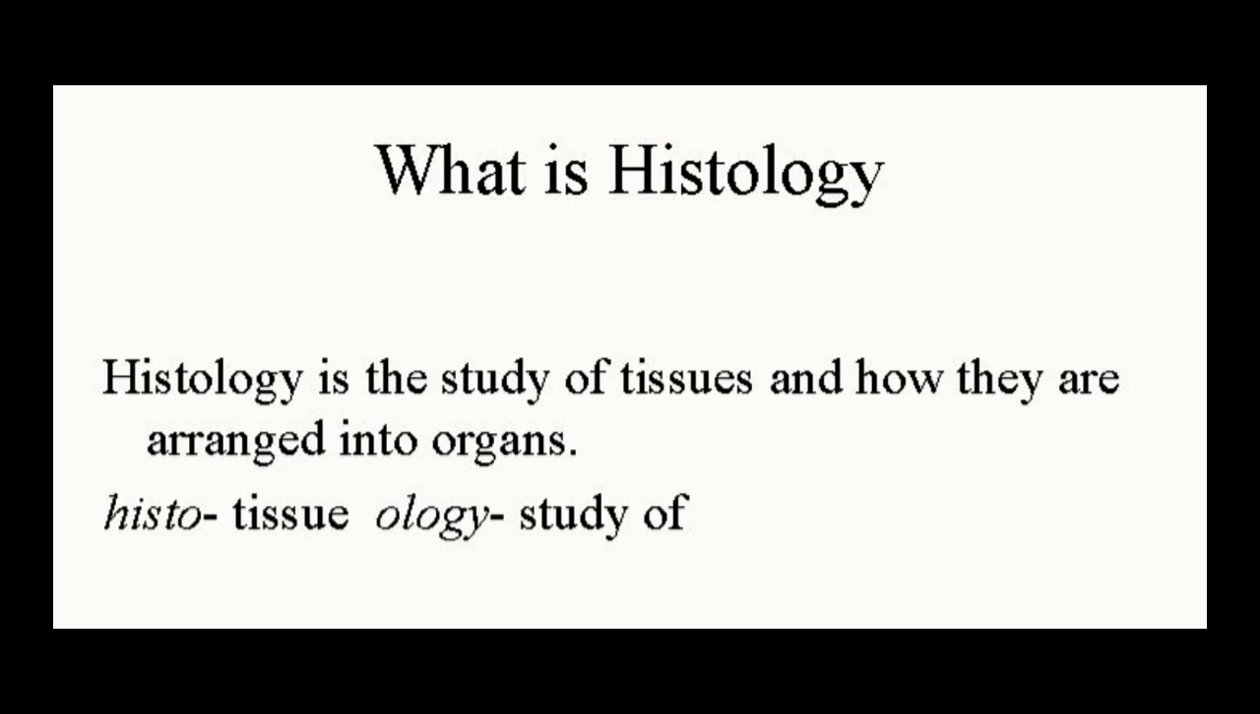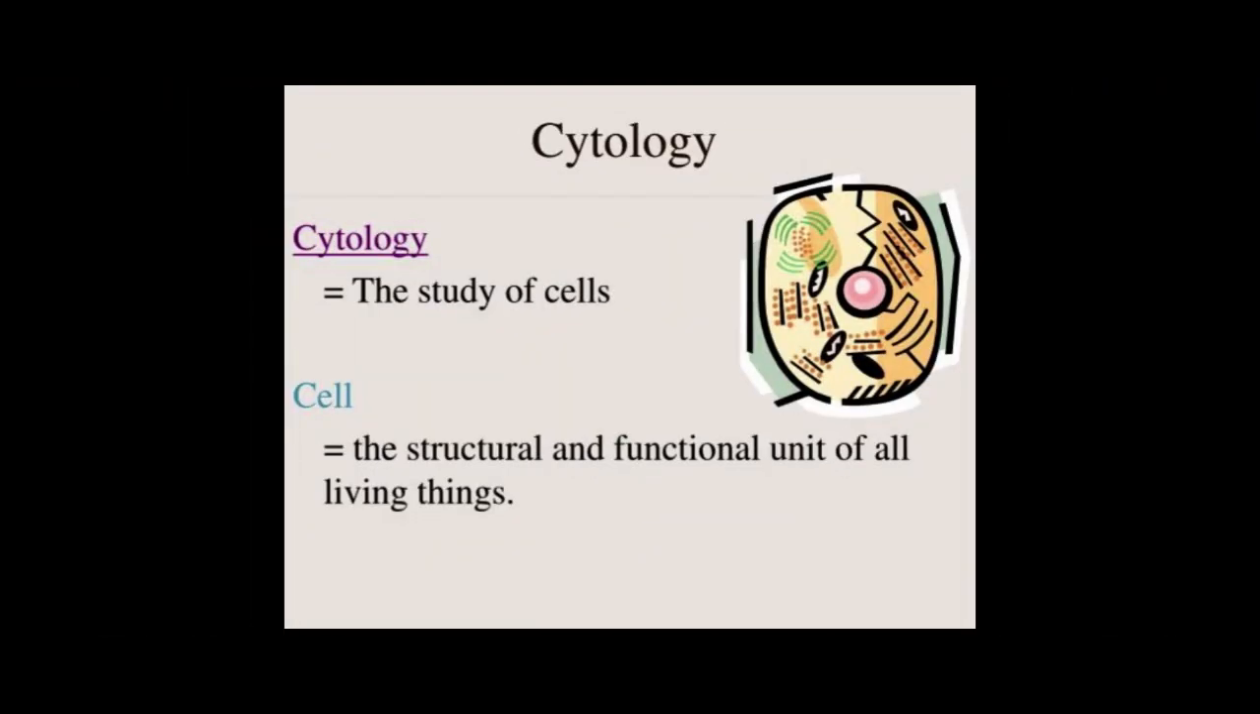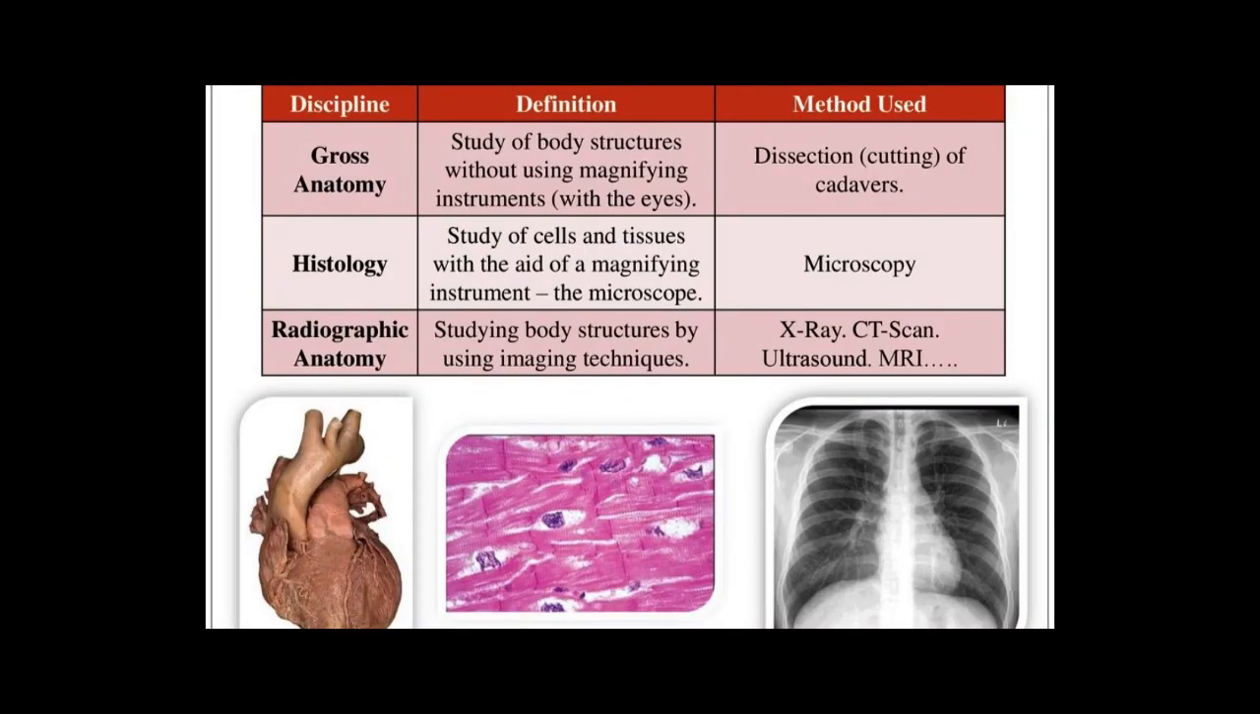Next is cytology. Cytology is the microscopic study of the cells of the human body. You know that the cell is the basic and functional unit of the human body. Next is radiographic anatomy. It is a special branch that studies the structure of the body by using radiographic techniques.